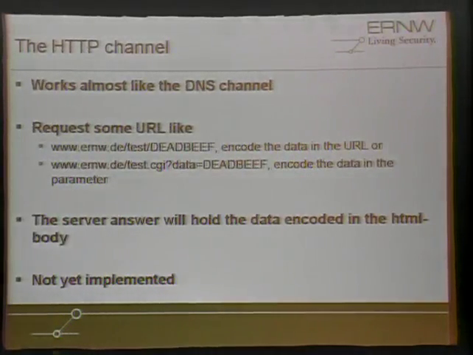The second part of this environmental testing tool was the HTTP channel. It works almost like the DNS one, but with one difference. You don't resolve DNS names, but you request some URL. So this is the way out of the company network: you just encode your data inside the URL, and the way back in is the data encoded in the HTML body of your response document. This channel is not yet implemented because I did not have enough time to do this now, but maybe I will implement it in the future.